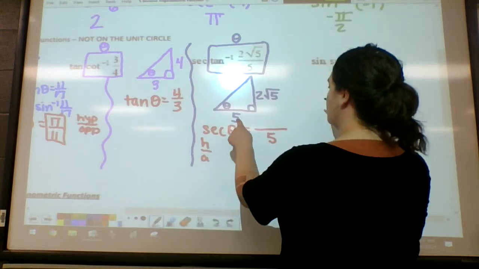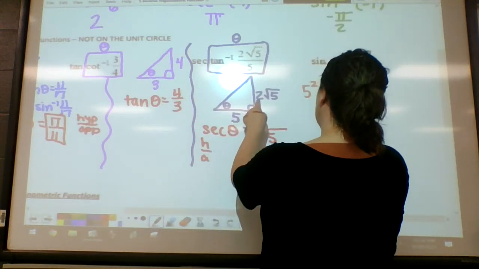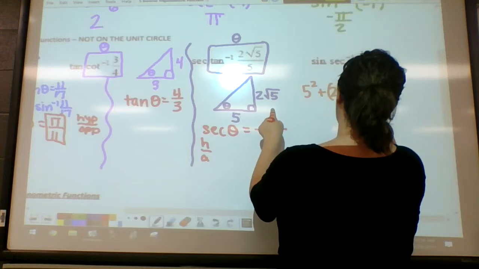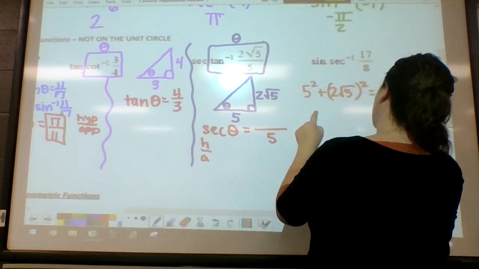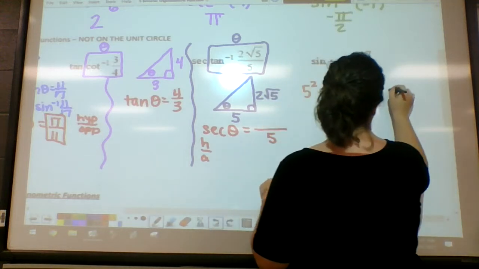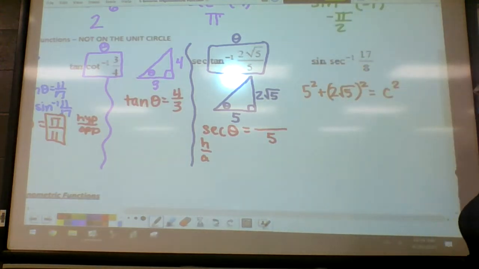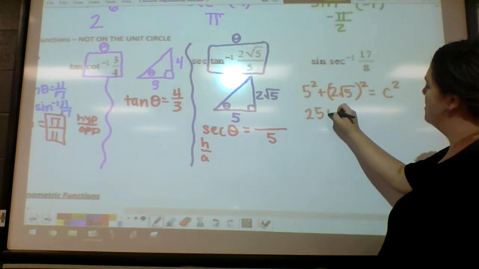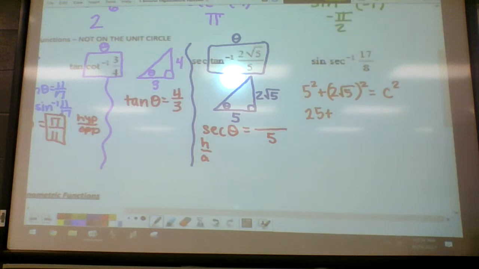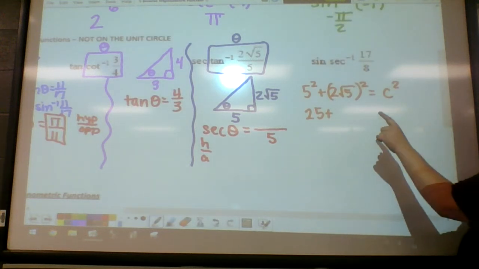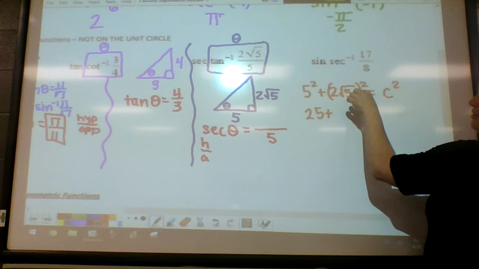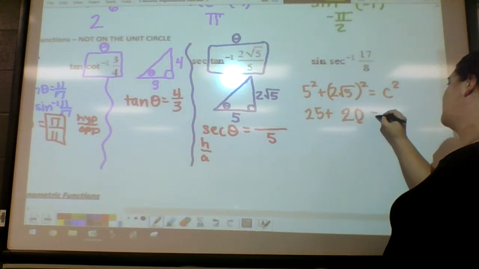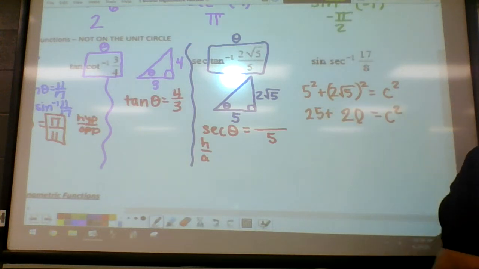So Pythagorean theorem would say 5 squared plus 2 square root of 5, that whole thing squared, is going to be your hypotenuse squared, or your c squared. You can put c in there, or you can put h for hypotenuse. 5 squared is 25. 2 square root of 5 squared: 2 squared is 4, and square root of 5 squared is 5, so it's 4 times 5, which is 20. And that's your c squared. 25 plus 20 is 45.